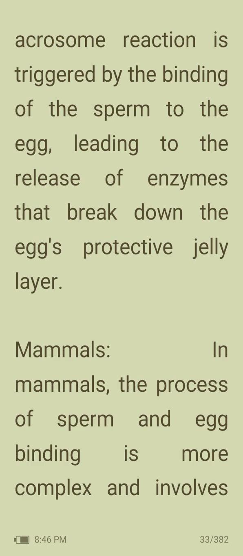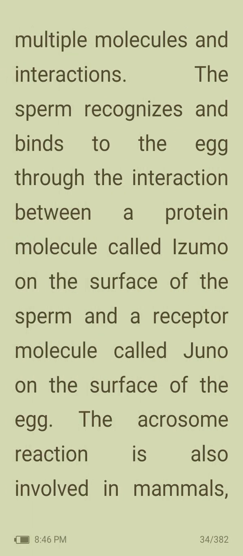Mammals. The process of sperm and egg binding is more complex and involves multiple molecules and interactions. The sperm recognizes and binds to the egg through the interaction between a protein molecule called IZUMO, a protein molecule on the surface of sperm, and a receptor molecule called JUNO on the surface of egg.